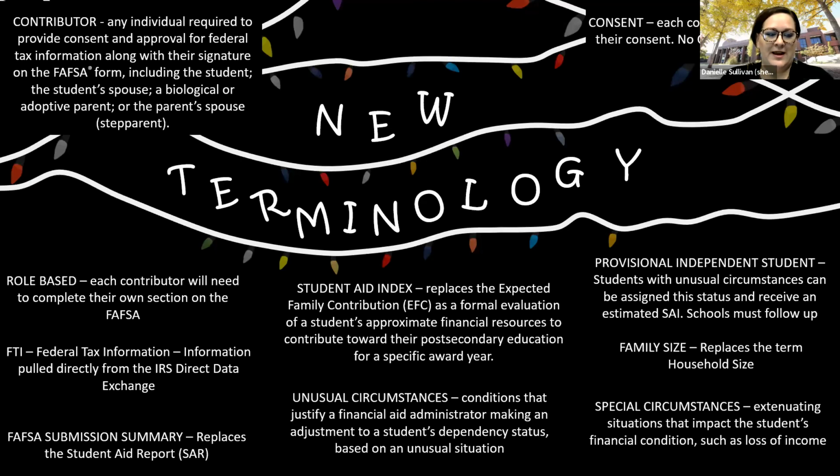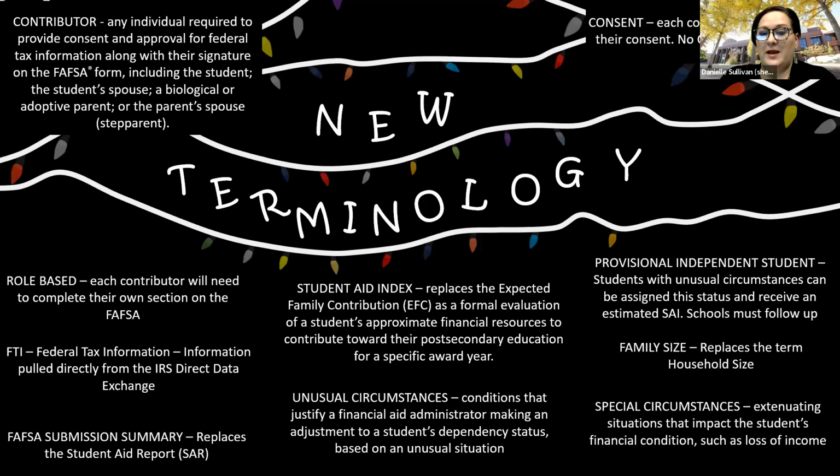That stands for Federal Tax Information. And that's going to be any information pulled directly from that IRS direct data exchange. So that information is going to be heavily protected. When the student actually submits their FAFSA, anything that was pulled over from the IRS will be masked and they will not be able to see it, because it was directly transferred from the IRS. So they won't be able to even see that information on their FAFSA submission summary. Only schools will receive that information, so students will not be able to view that. And that is a little bit of a change.